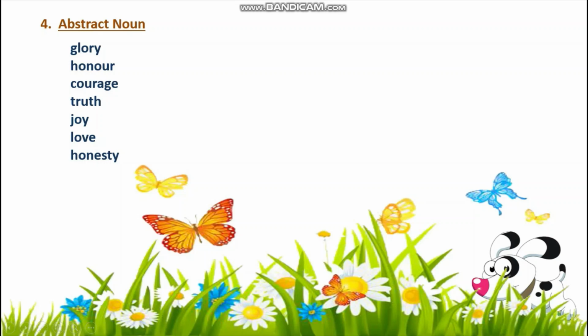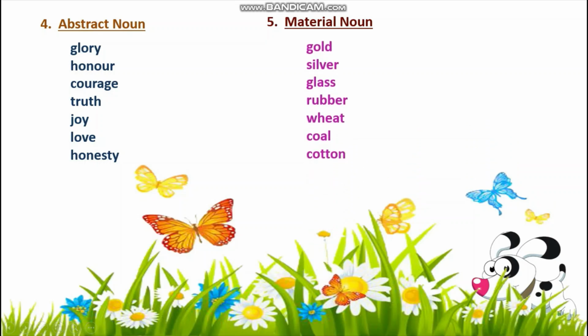The fifth type of noun is material noun. Now, what is material noun? Material noun is the name of a material or substance from which things are made and which we can see, hear, smell, taste, or touch. Here are some examples of material noun: gold, silver, glass, rubber, wheat, coal, cotton, and so on.